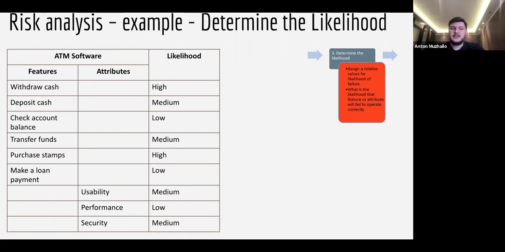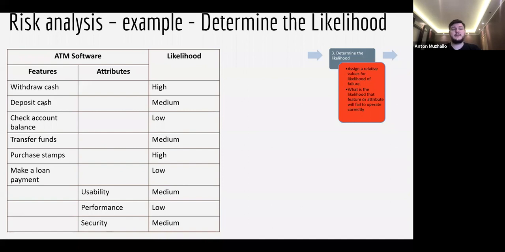We achieved then that the likelihood of a problem with the feature withdraw cash is high, but one of the reasons the ATM is created is the possibility to withdraw cash, to get cash from it. So this will be the first priority for testing overall.